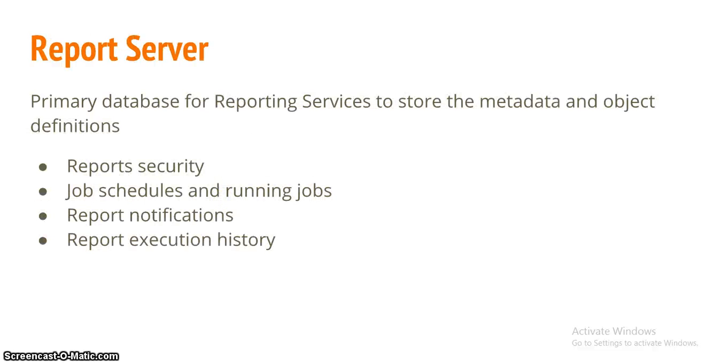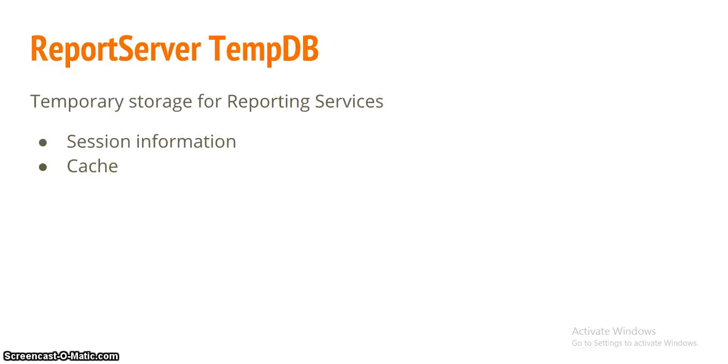And report server, the primary database for reporting services to store the metadata and object definitions. The key functionality is report security, job schedules and running jobs, report notifications and report execution history. Those details will be available in our report server. And the other one is report server tempdb. It is the temporary storage for reporting services, meaning session information as well as cache information will be available in the temporary database of report server.